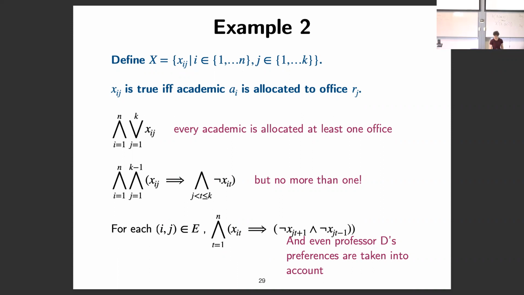So my university administrator, who has foolishly allowed the academics to have opinions, now has a convenient solution to their room allocation problem, which is come up with this formula and give it to a SAT solver.